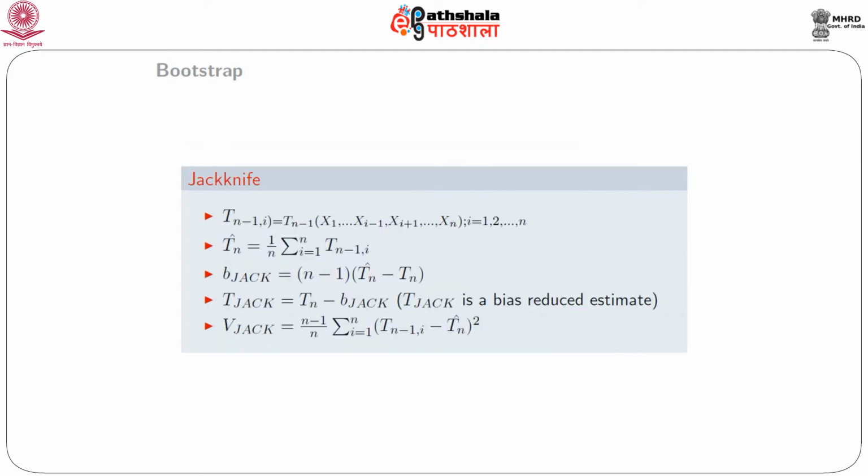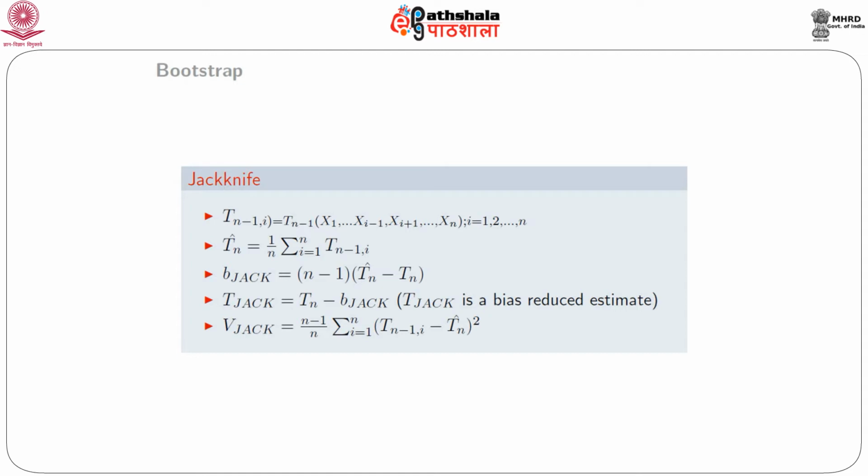We use a technique called jackknife, and what happens in jackknife is we compute the statistic repeatedly deleting the ith observation, and i runs from 1 to n. So, that means we compute n statistics, and for the ith one we call it T_{n-1,i}. Then we take the average of it and we call it T_n hat.